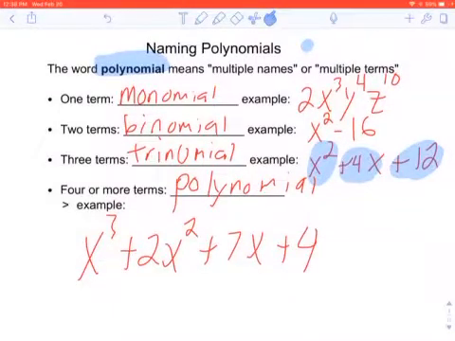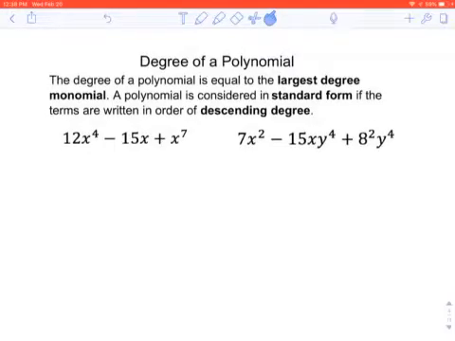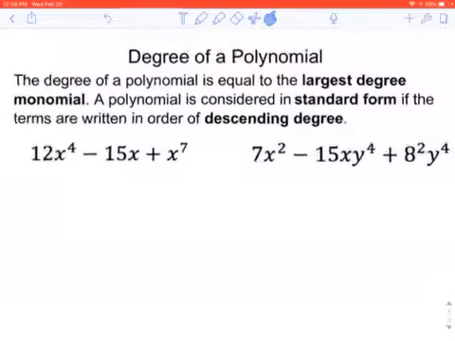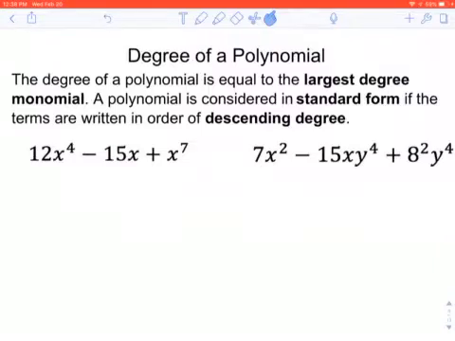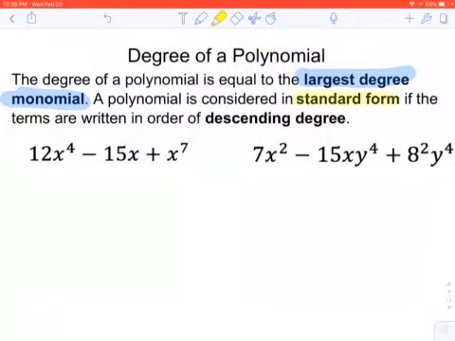So we will be using those 4 words to name expressions as we go. The other thing that we're going to do is determine the degree of a polynomial. This is a little bit different than what we just did. The degree of a polynomial is equal to the largest degree monomial within that expression. And then we also have what's called standard form. Standard form of a polynomial is when you rewrite them in descending degree. So here's what I mean by that.